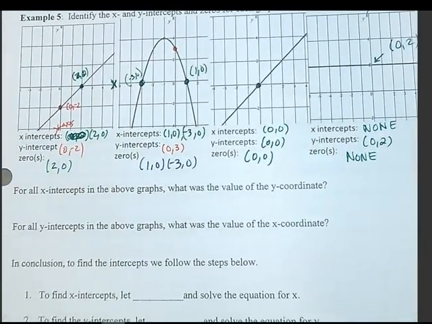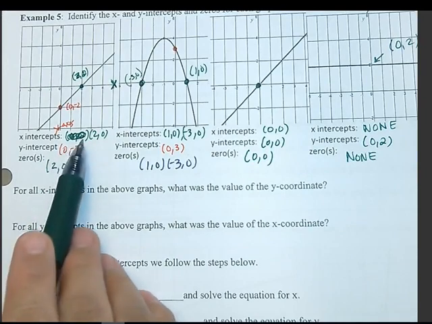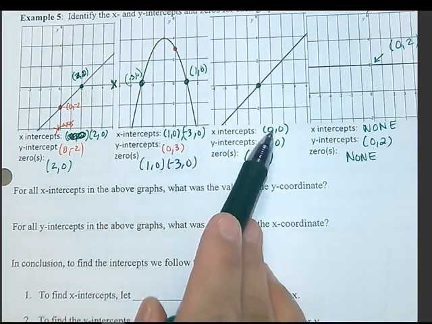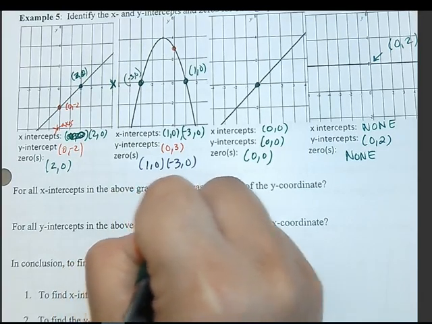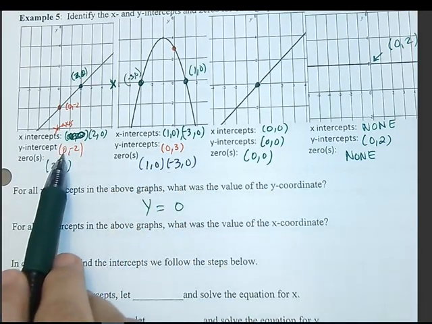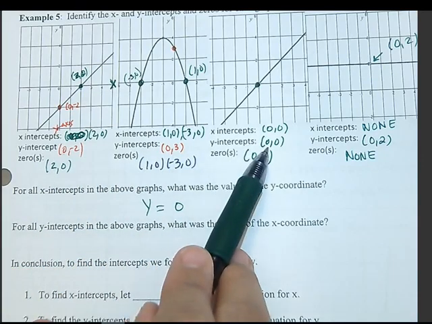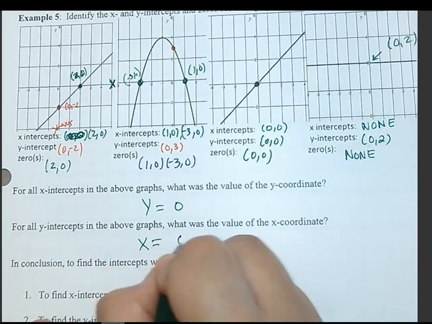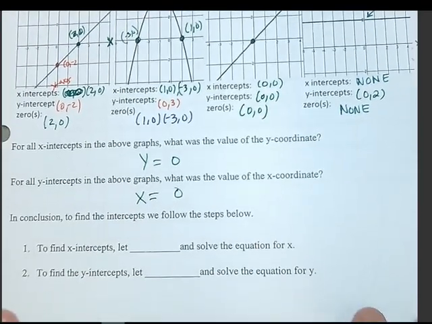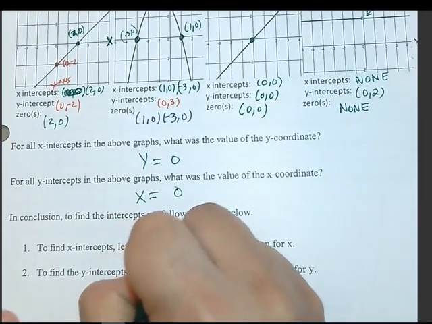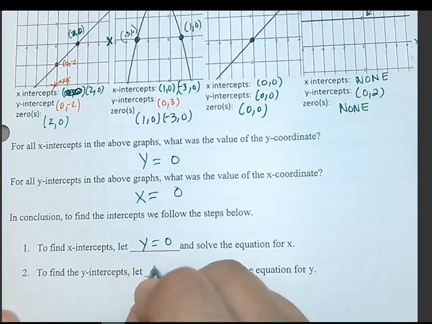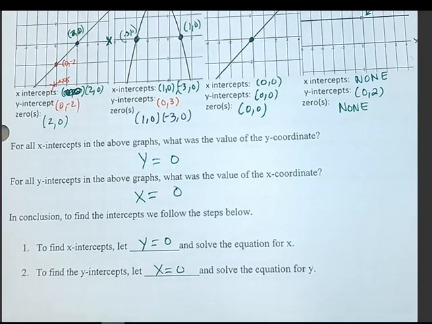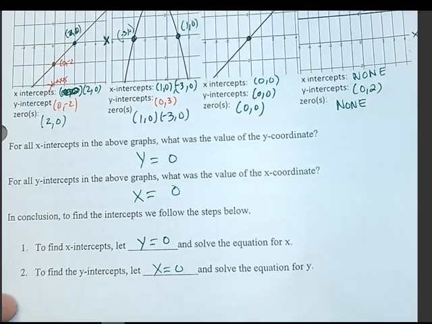Okay, notice that in all the x-intercepts above, here's my x-intercepts, the value for y is 0. And notice that then the y-intercepts, the value of x is 0. So to find the x-intercept, we let y equal 0 and solve for x. To find the y-intercept, we let x equal 0 and solve for y. So that's how you find these intercepts.